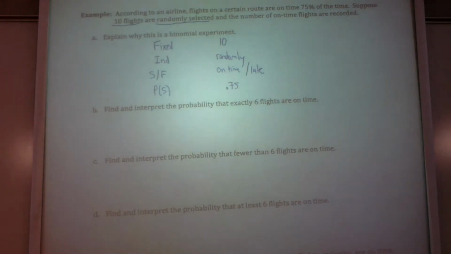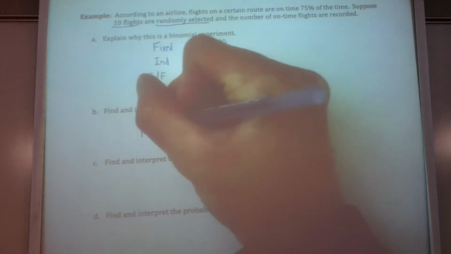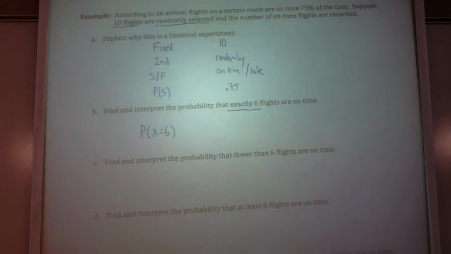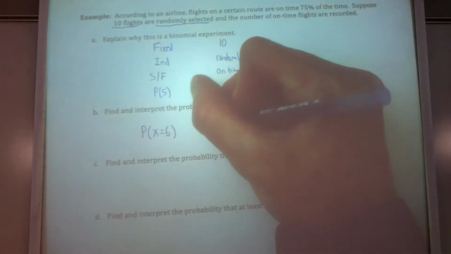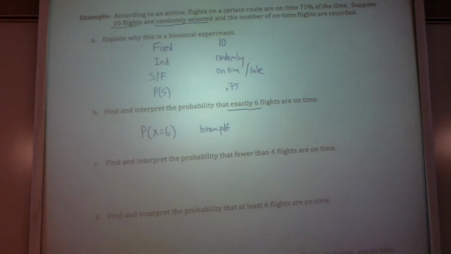Find and interpret the probability that exactly 6 flights are on time. Is this a PDF or a CDF? Remember, PDF is for a particular value of X, CDF is for a cluster. In this case, it says exactly 6. That tells me we're going to do a PDF. So the probability that X, which is our number of on-time flights, is 6, we're going to do a binomial PDF. And I like to write out what I'm putting in my calculator so the person correcting it knows that I know what I'm doing.